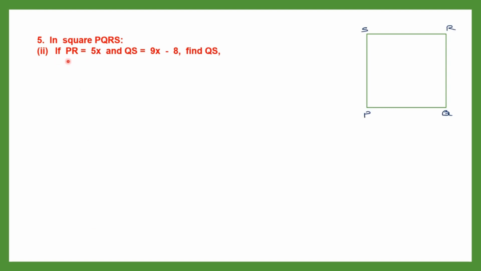Now here it's given as PR. Now here P and R will be here. That means it's a diagonal. And QS is also given. This is a diagonal. Now we have to find QS. Okay, so we know that in a square, diagonals are all equal.